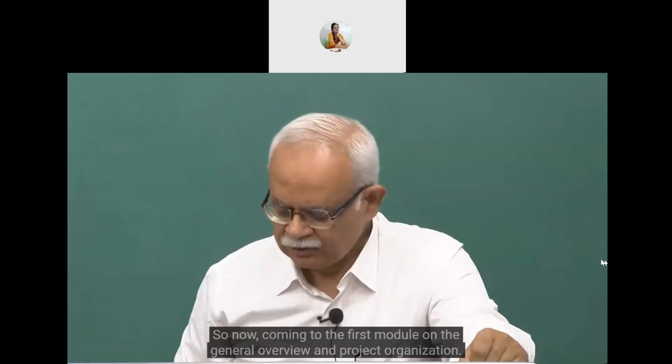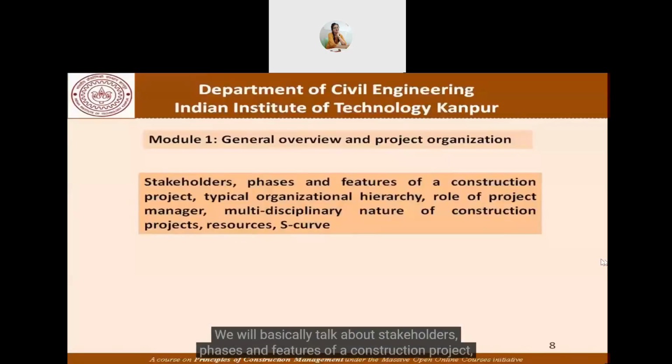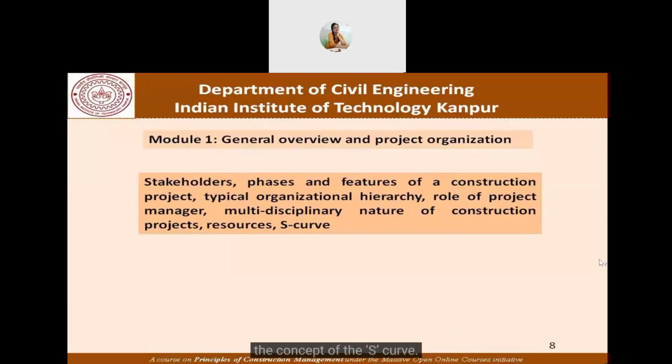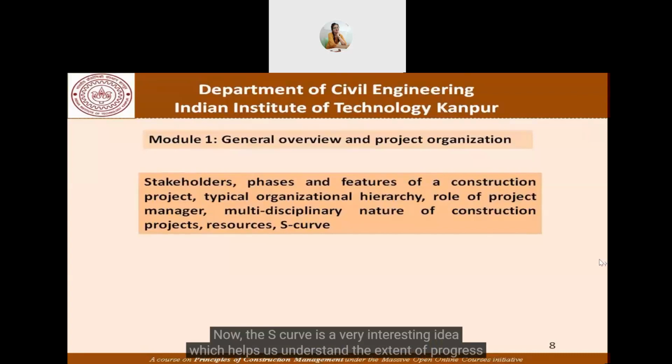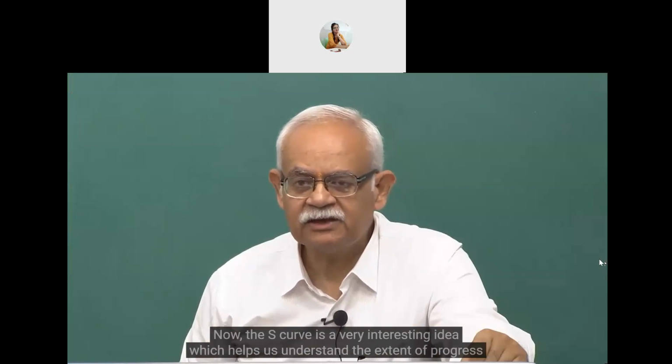So now, coming to the first module on the general overview and project organization, we'll basically talk about stakeholders, phases and features of a construction project, a typical organizational structure, the role of a project manager, and very importantly, the multidisciplinary nature of construction projects. We'll talk about the resources that are required in a construction project and introduce the concept of the S-curve. Now, the S-curve is a very interesting idea which helps us understand the extent of progress of a project.